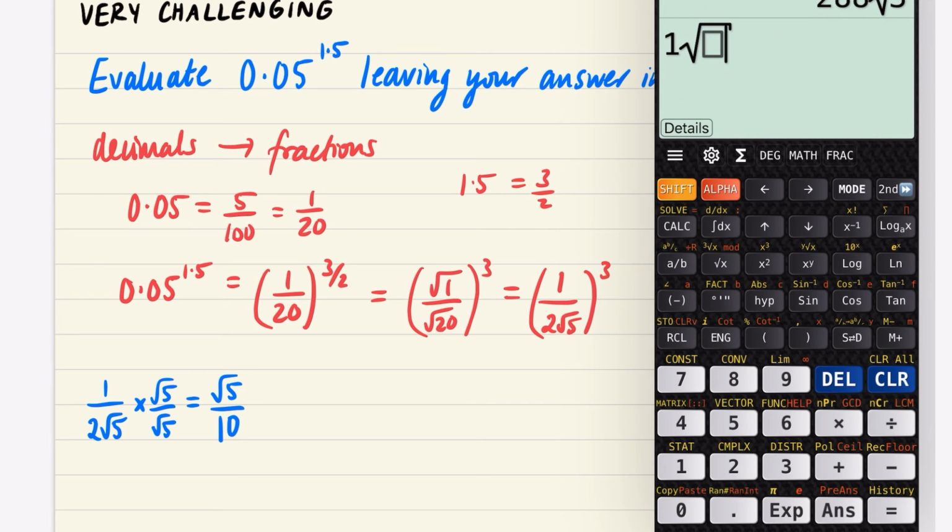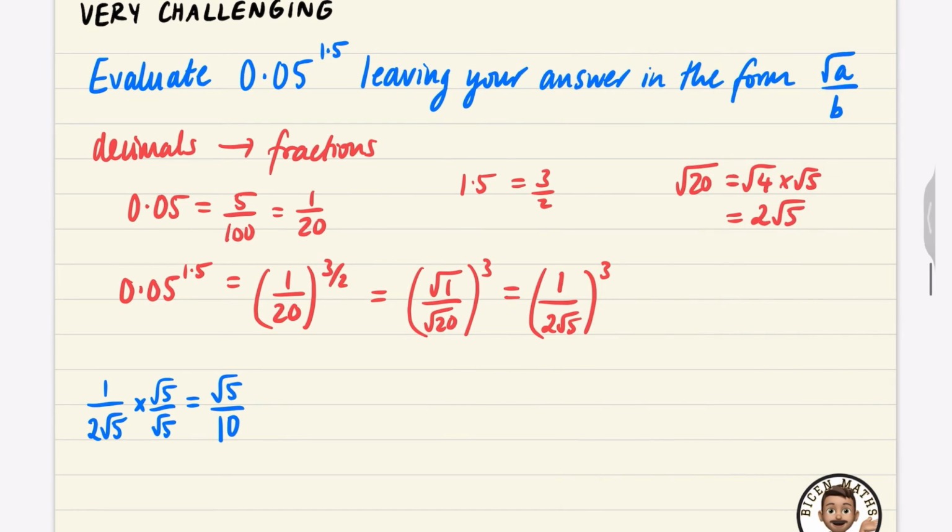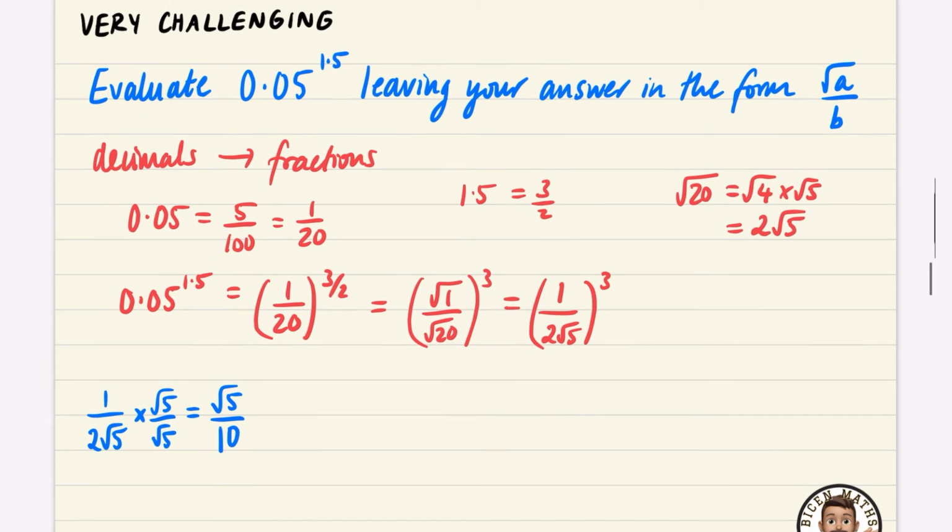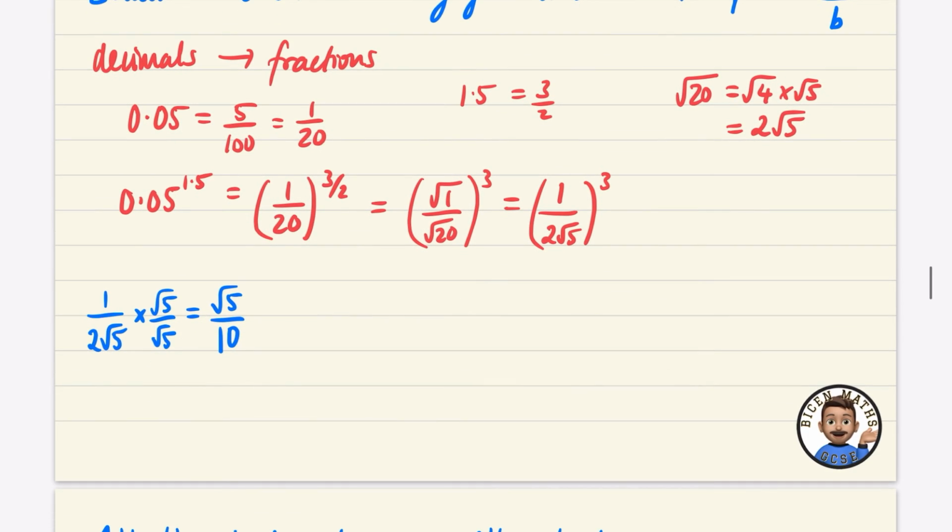So I'll just show you that that works on the calculator. 1 over 2 root 5. I think this calculator rationalizes, maybe it doesn't. This one doesn't rationalize, but it should rationalize to root 5 over 10. I always forget my calculator doesn't do that. So this is the square root of 5 over 10, all cubed.